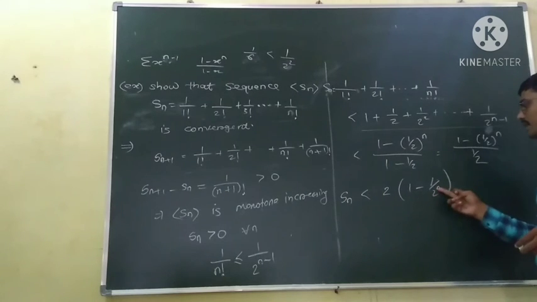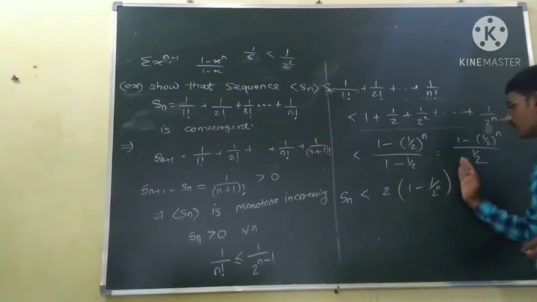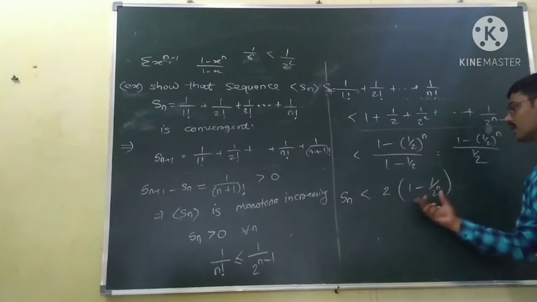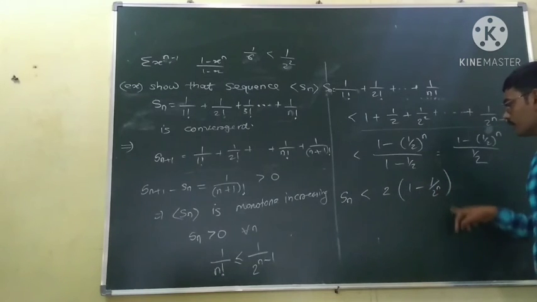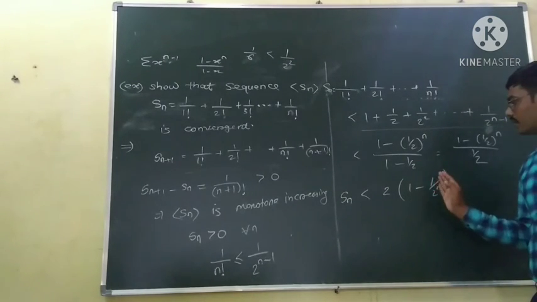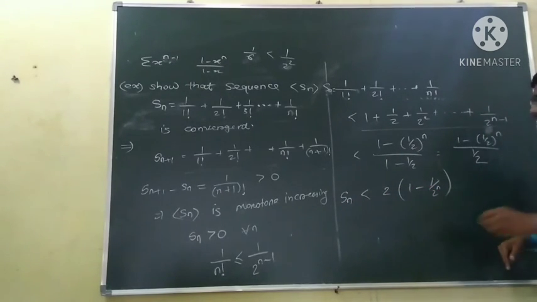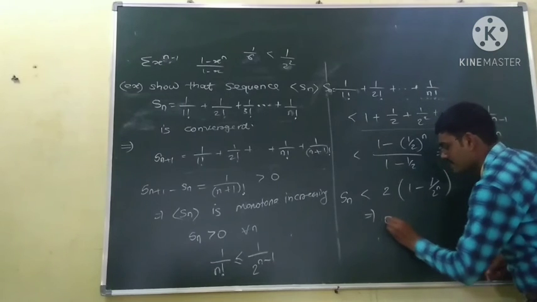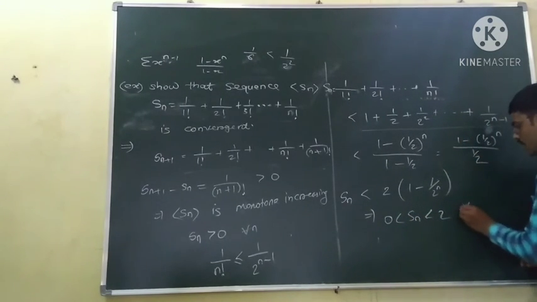As n tends to infinity, 1 upon 2 raised to power n tends to 0. So this bracket tends to 1, and this tends to 2. So you put any value, the terms are always less than 2. Because this bracket tends to 1 as n tends to infinity, 2 into 1 is 2. So Sn is less than 2. This implies Sn is always greater than 0 and always less than 2 for all values of n.